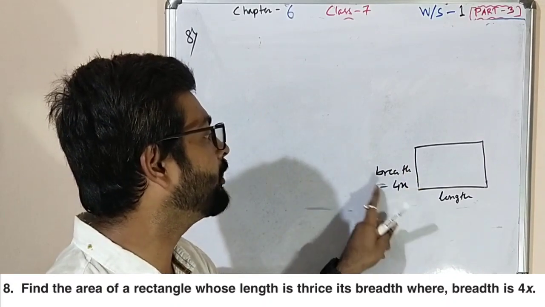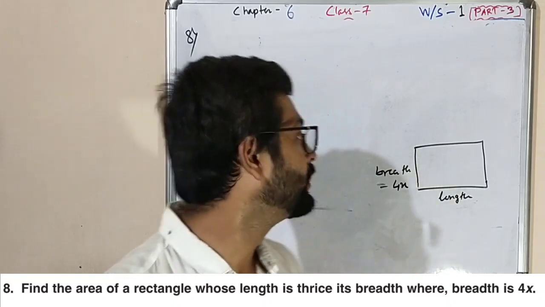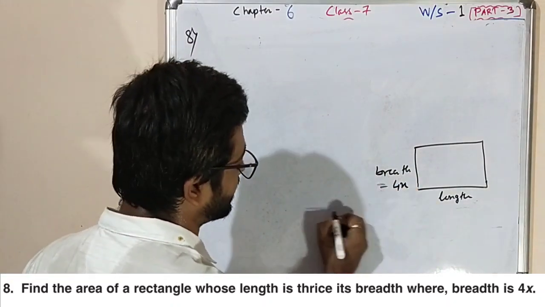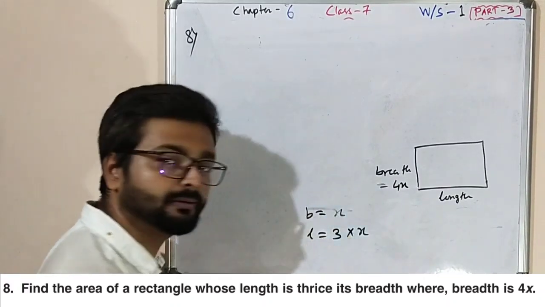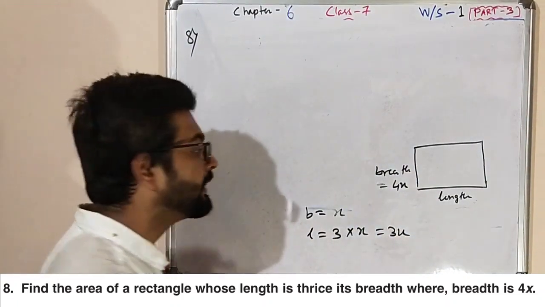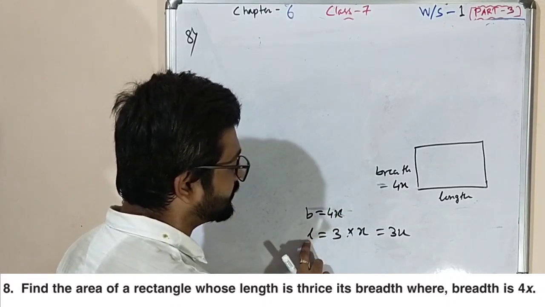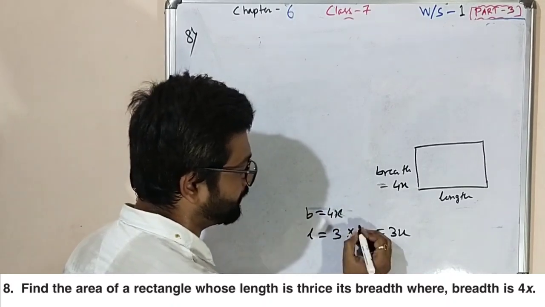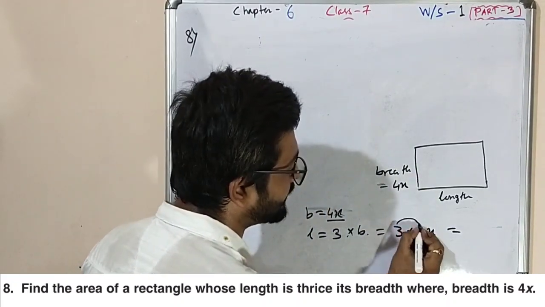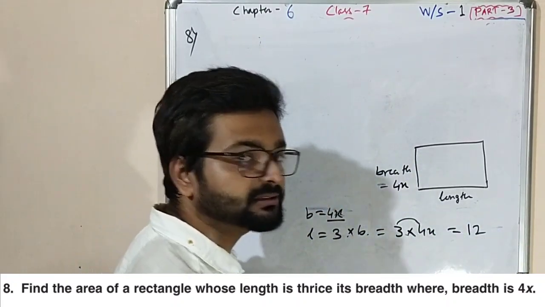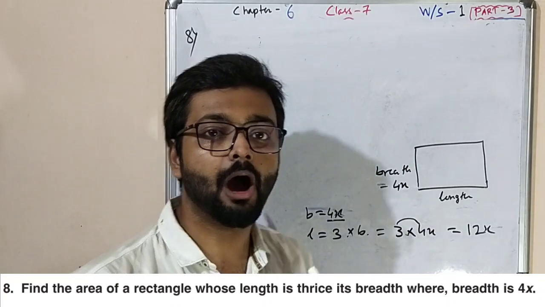Length is 3 times the breadth. Understood? Thrice means 3 times. Suppose breadth is x, then length is 3 times, means 3 into x, that is 3x. Here in place of x it is given 4x. So length is 3 times the breadth, 3 into 4x. I have to multiply the numerals: 3 fours are 12, plus plus plus, and then x. So 12x is the length and breadth is 4x. How to find it, understood now?